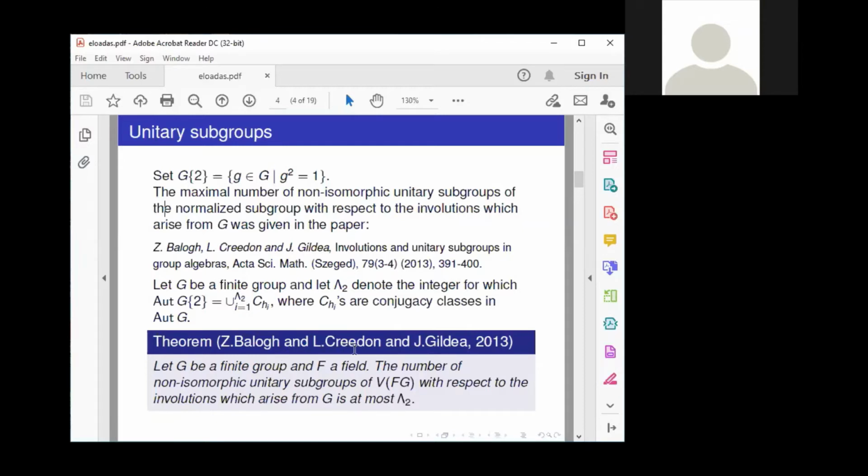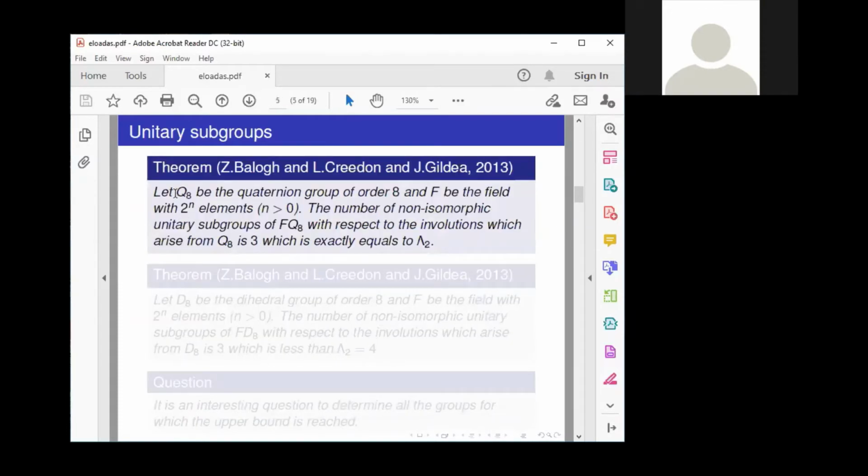We prove the following theorem. Let G be a finite group and F a field. The number of non-isomorphic unitary subgroups of the normalized group of units with respect to the involutions which arise from G is at most lambda 2. So this is the maximum value. And we give a group for which this maximum number is reached.